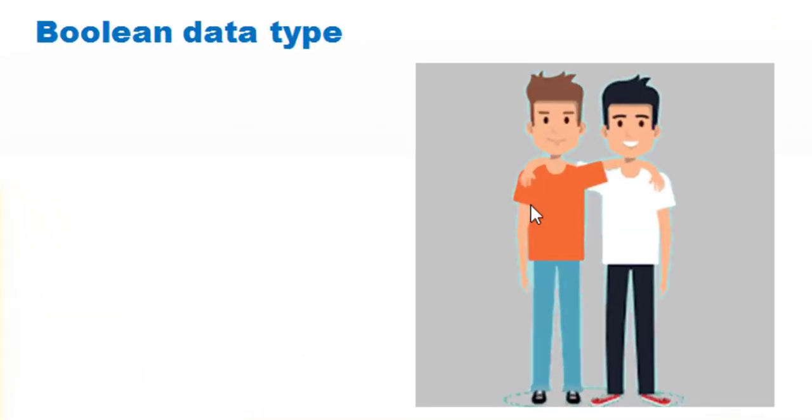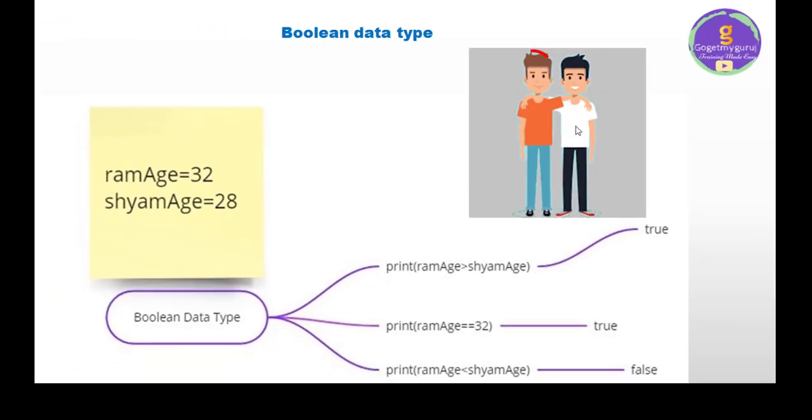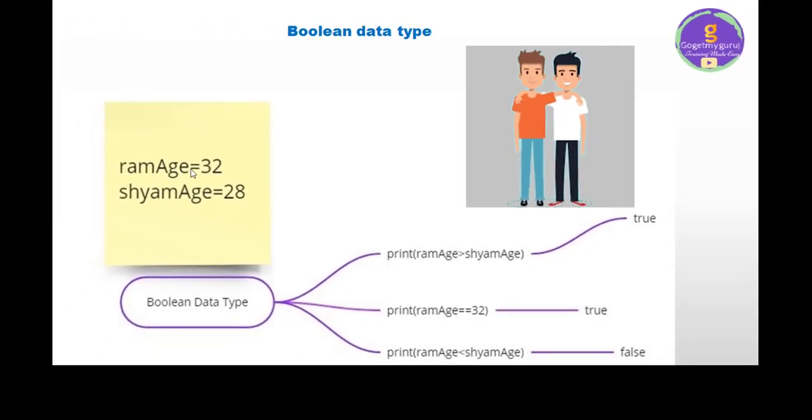So what you are observing here, we have two persons named Ram and Sham, and here you can see the ages of those two persons. So when I want to compare the ages of Ram and Sham, Boolean data types come into the picture. If I want to compare whether Ram is elder or Sham is elder, I can make use of the Boolean data type. So Boolean data type is mainly used with comparison operations. It is mostly used with if conditions.